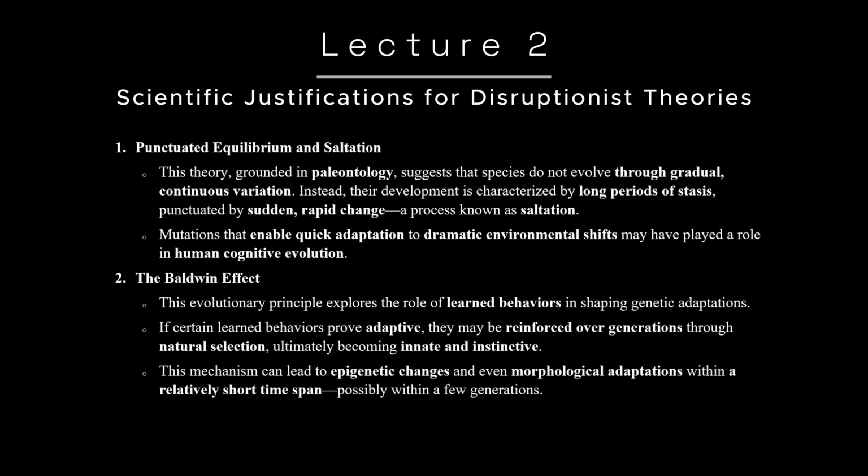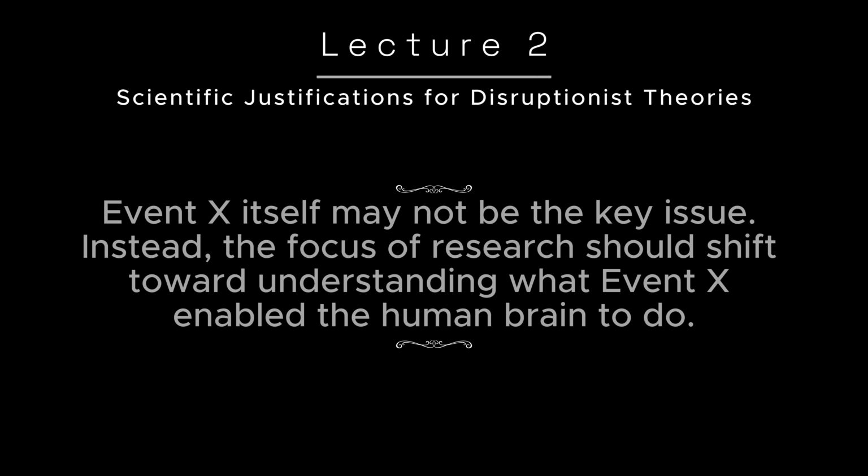2. The Baldwin effect. This evolutionary principle explores the role of learned behaviors in shaping genetic adaptations. If certain learned behaviors prove adaptive, they may be reinforced over generations through natural selection, ultimately becoming innate and instinctive. This mechanism can lead to epigenetic changes and even morphological adaptations within a relatively short time span, possibly within a few generations. Other scientific face-savers for the disruptionist stance suggest that event X itself may not be the key issue. Instead, they argue that the focus of research should shift toward understanding what event X enabled the human brain to do.